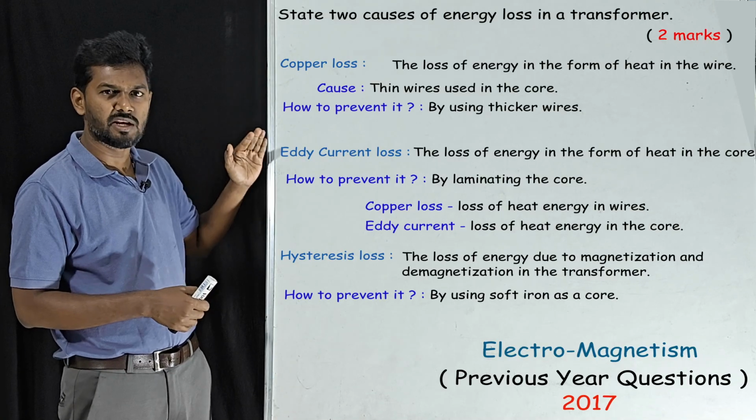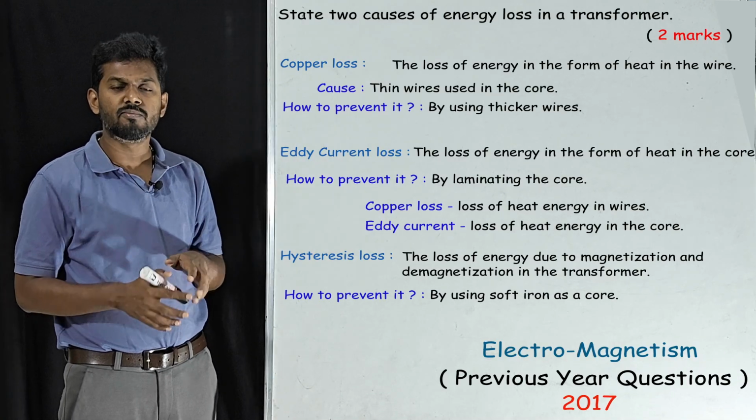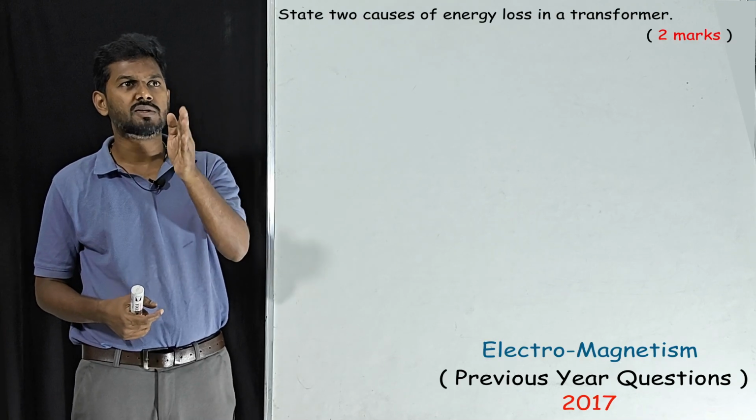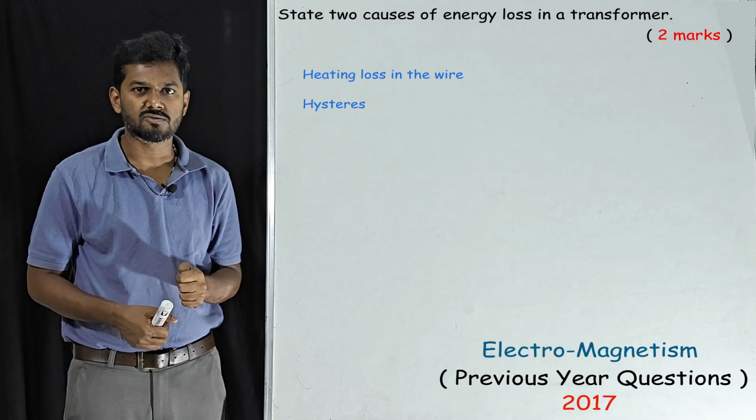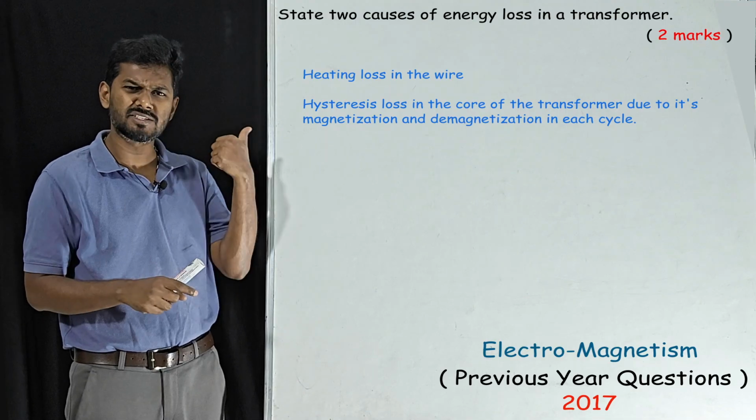So these are the three different losses: causes and prevention. Now we'll go for the question. State two causes of energy loss in a transformer. One, the loss of energy in the form of heat, that is copper loss.